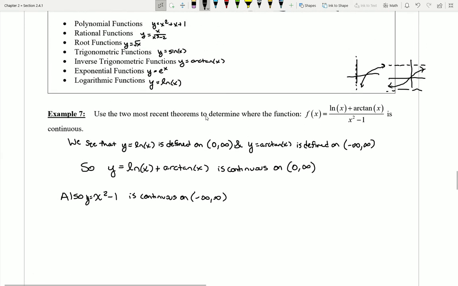Okay, so we can see that this is continuous on here, but we can see that x squared minus 1 is going to be equal to 0 whenever x is equal to plus or minus 1. And so I can go ahead and state here that the top of my fraction is going to be continuous from 0 to 1. The bottom of my fraction is continuous everywhere, but I can't use -1 and 1.